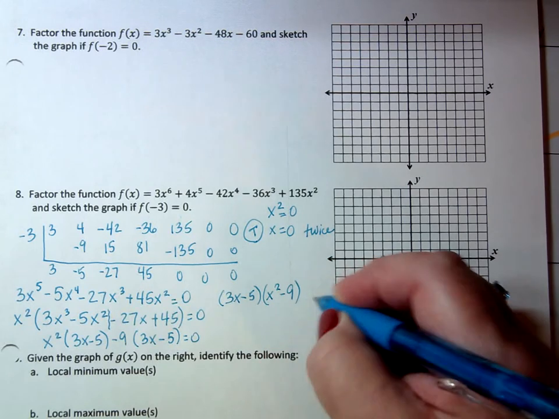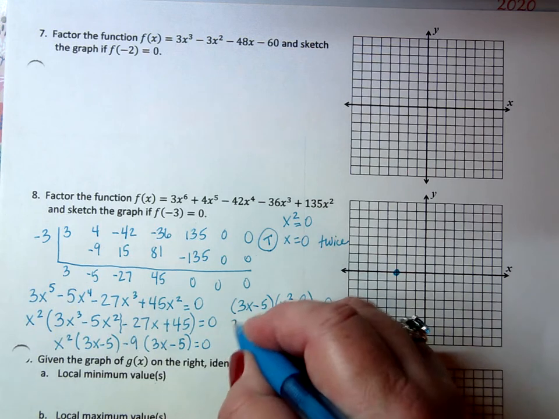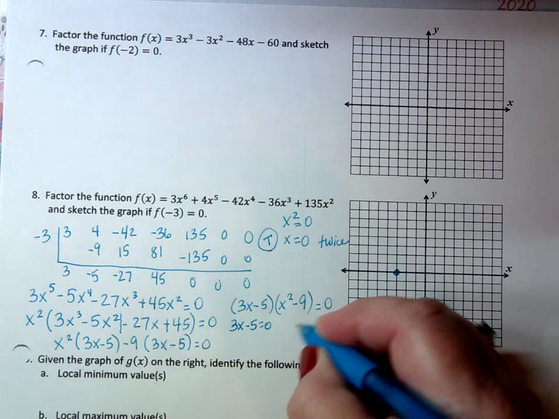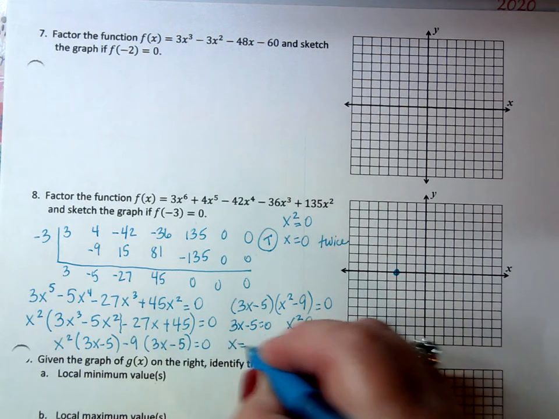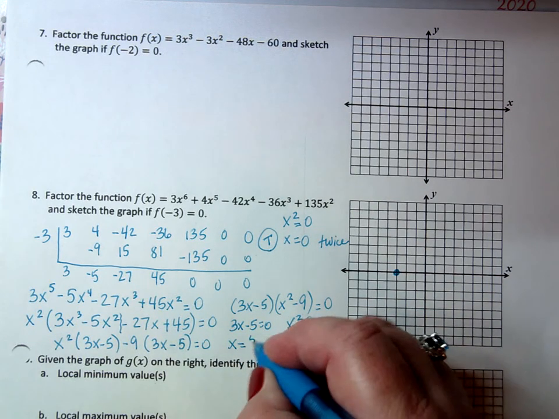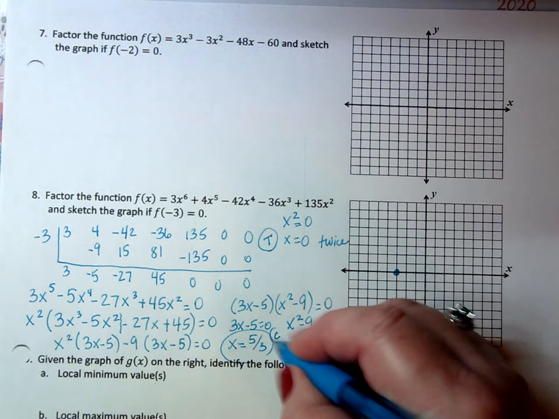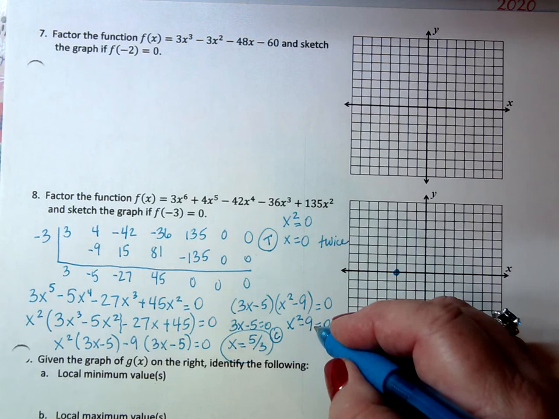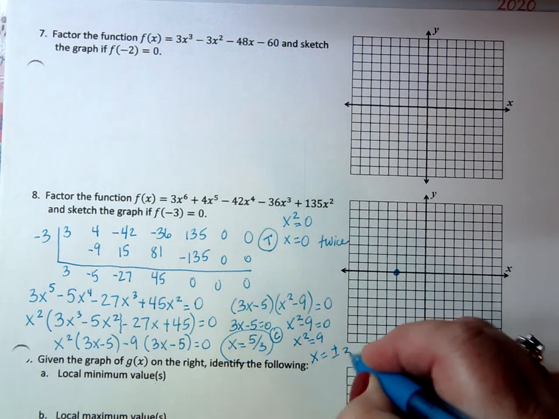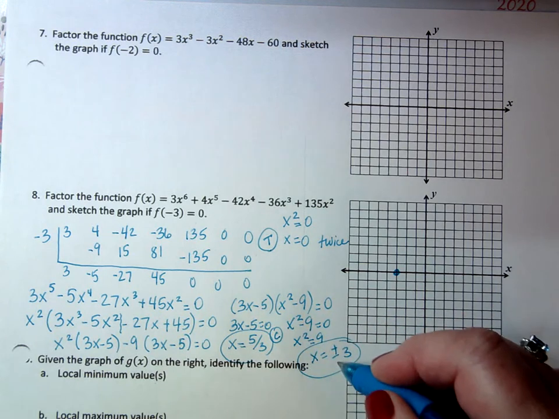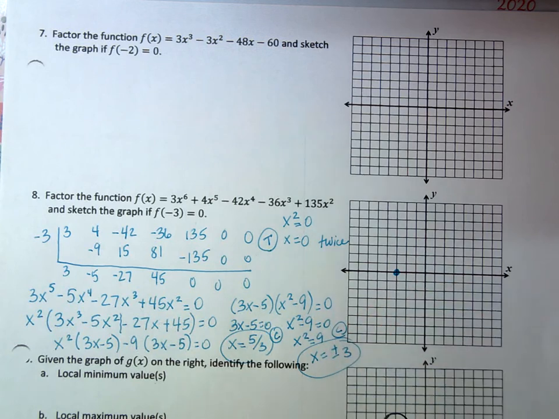Set them equal to 0. 3x minus 5 equals 0. x squared minus 9 equals 0. I get x equals, swing the 5 over, divide by 3, 5/3. There's only one of them. He's a crossover. This one, x squared equals 9. Take the square root, plus or minus 3. Those are both individual pieces. They don't repeat. So this one is going to be a crossover for each of those as well. So let's see if we've got it. We have an x equals 0.